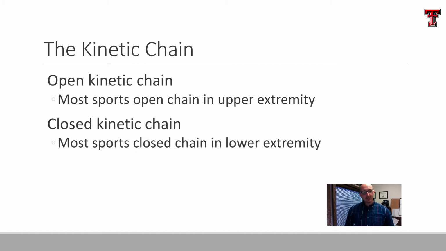By the same token, closed kinetic chain, when the distal aspect of an extremity is fixed, is how the lower extremity tends to function. So something like a squat is reflective of what an athlete has to do for a vertical jump because the foot is fixed on the playing surface.